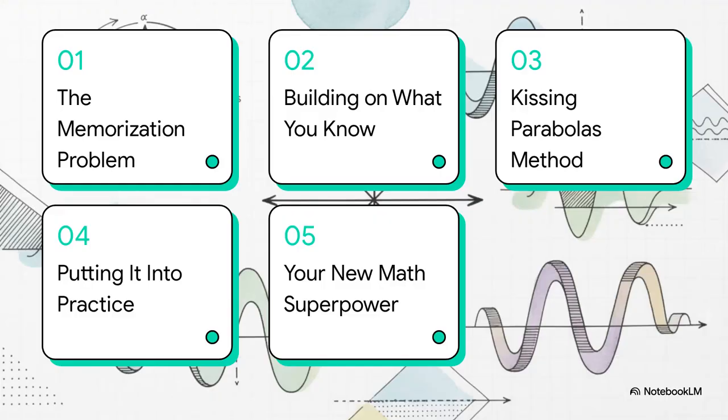So here's our game plan. First, we'll talk about why just memorizing is a bad idea. Then we'll show you how to build on what you already know. After that, we'll get to the fun part, the kissing parabolas method. We'll try it out with some examples, and then I'll show you why this is basically a new math superpower.